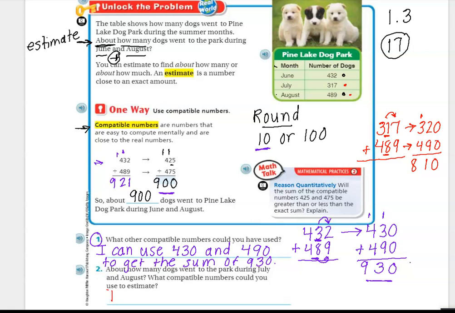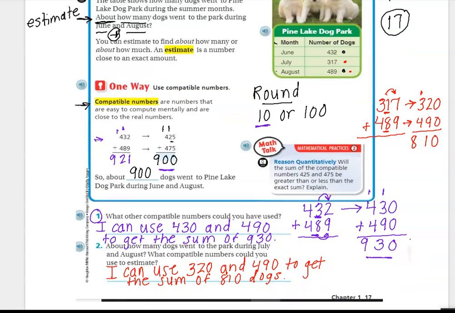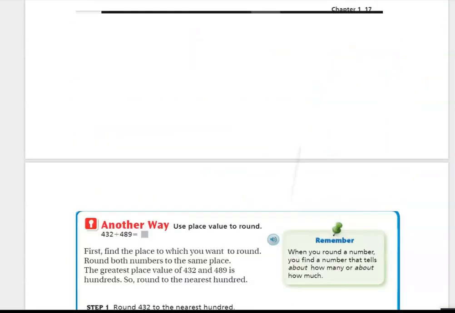So let's answer that. I can use 320 and 490 to get the sum of 810 dogs. Okay, good job with rounding. Let's go on to our next page. The next page is going to be page 18.